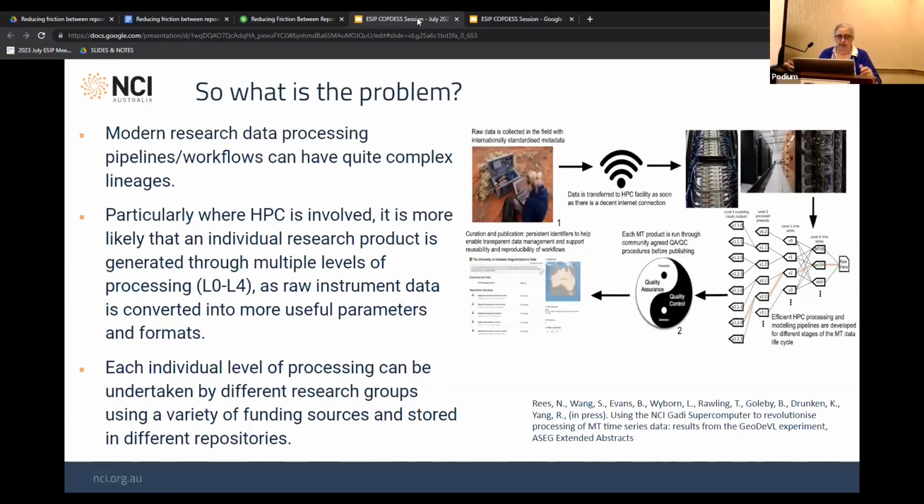So what's the problem? In modern research, it's rare for someone to go out and collect a set of data and write a paper. That's old hat, what we used to do 40 or 50 years ago. Now you have complex processing chains, and particularly where HPC is involved, it is more likely that a research product is generated through multiple levels of processing as raw instrument data is converted to more useful parameters and formats. Each level of processing can be undertaken by different research groups using a variety of funding sources and stored in different repositories.